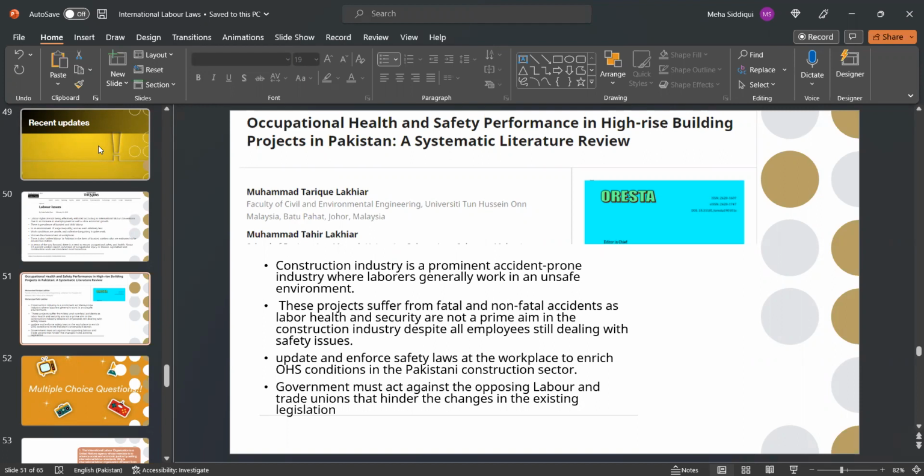Update and enforce safety laws at the workplace to enrich occupational health and safety conditions in the Pakistani construction sector. Government must act against the opposing labor and trade unions that hinder the changes in the existing legislation.